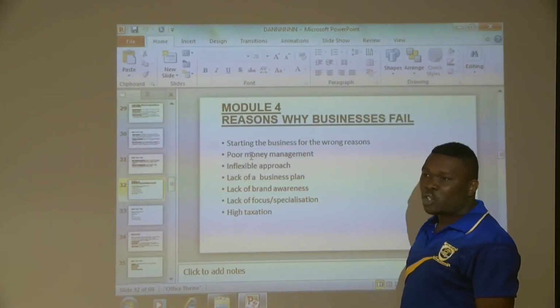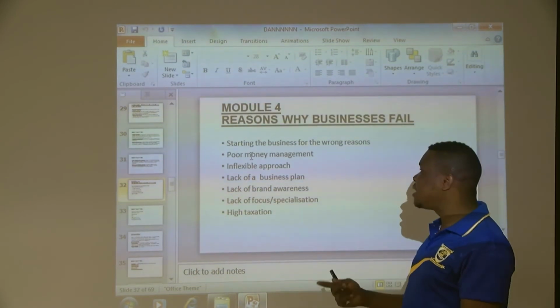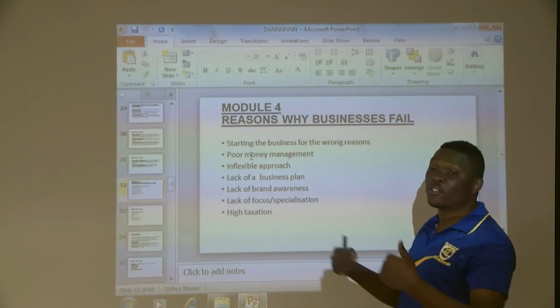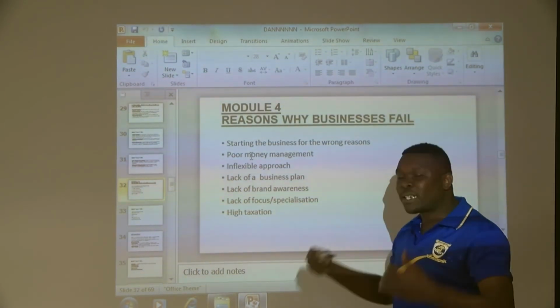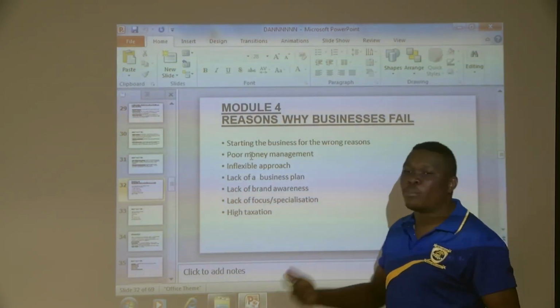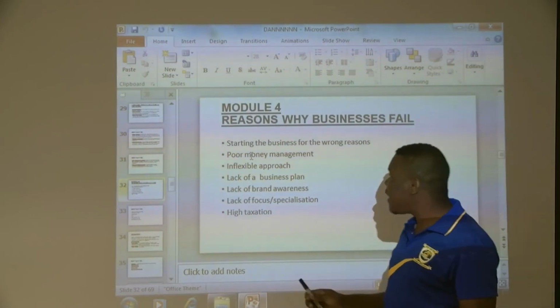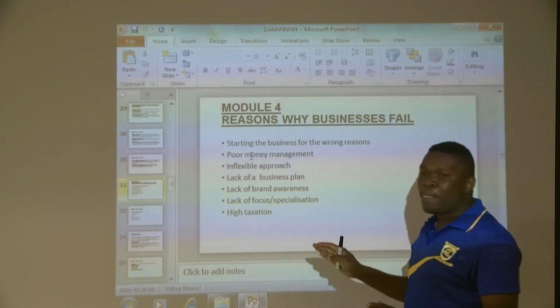Then next is they are saying lack of a business plan. Specifically, before you start any business, you must plan for it. You must plan for short term and you must plan for long term. A business plan basically guides you on how you want to manage your business to move forward.